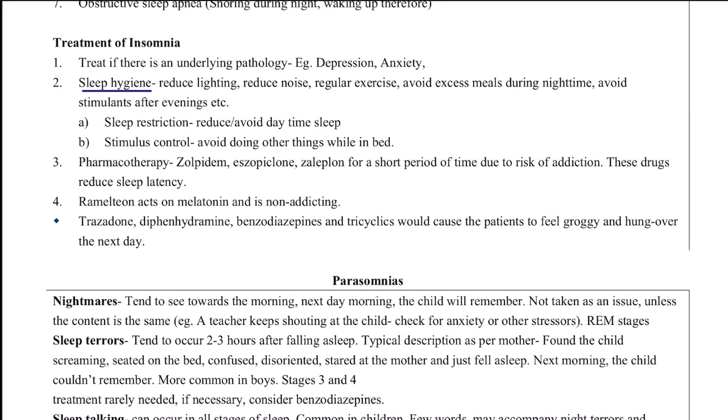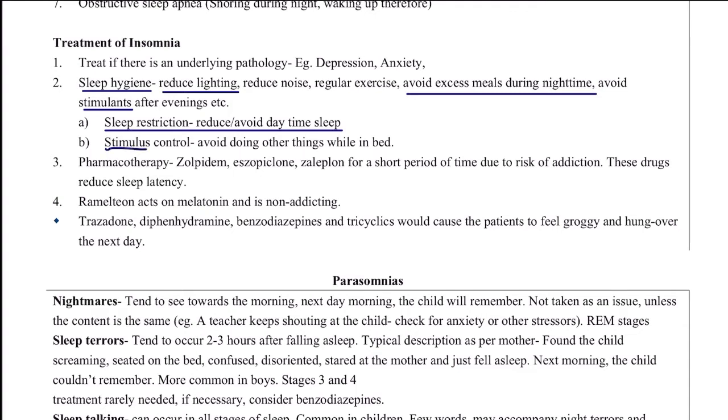There are different things that we need to consider in sleep hygiene. Like you need to reduce the light, reduce noise, regular exercises, and avoid meals during night time. You need to finish your dinner by, let's say, 8 p.m. Avoid stimulants such as coffee. Then you ask the person not to sleep during the day. Do not have naps during the day.